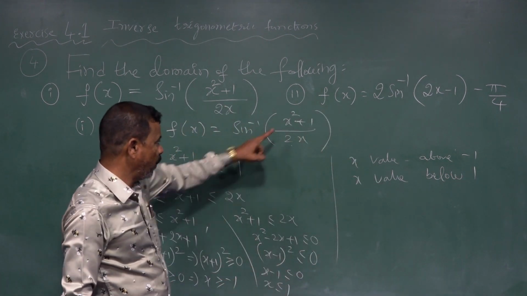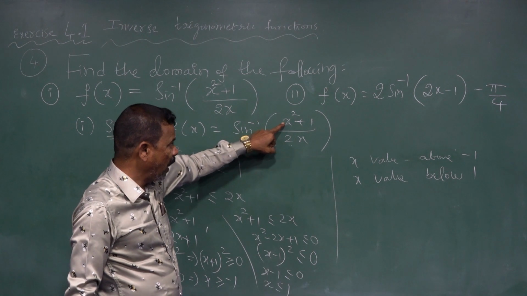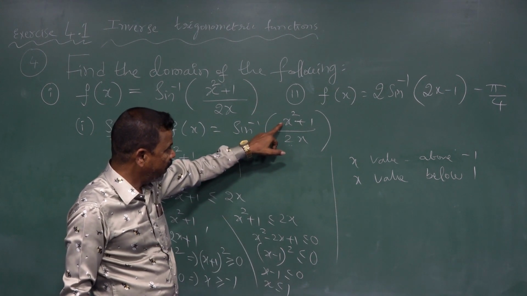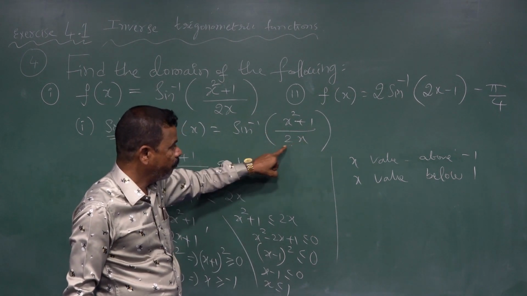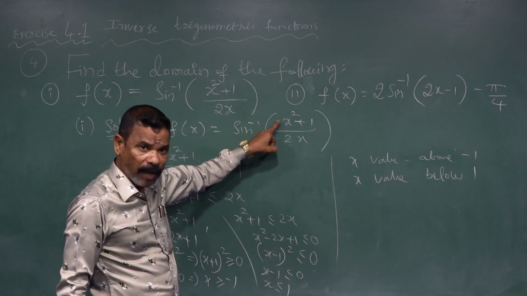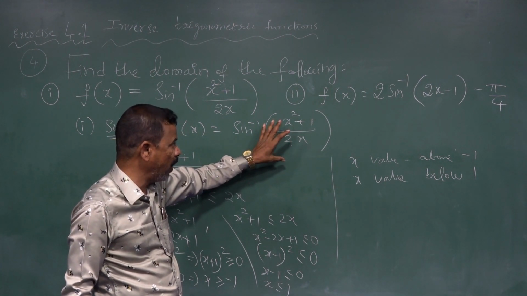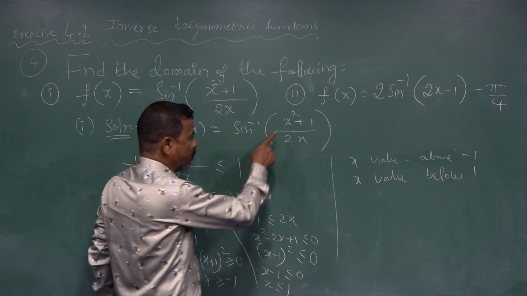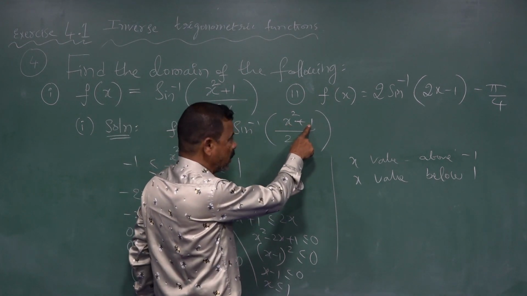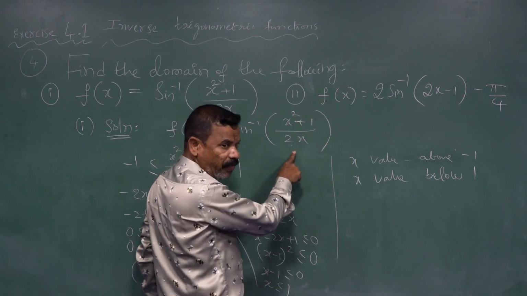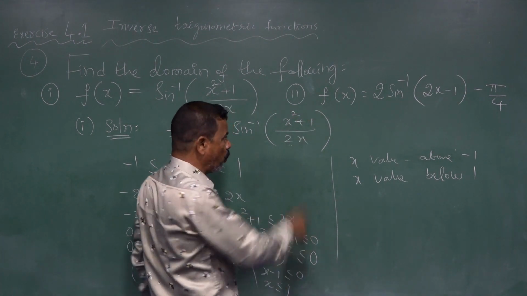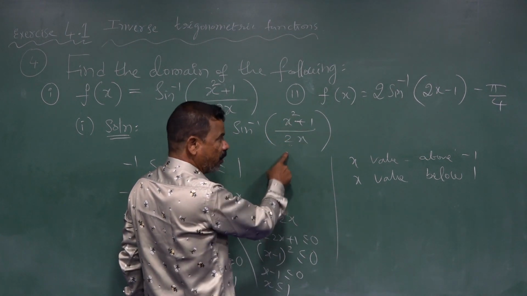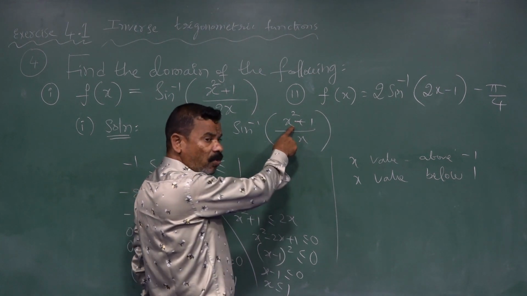We check: if 1 is substituted here, 1 plus 1, 2 by 2, 1 comes. If we consider minus 1, square also 1, 1 plus 1 by minus 2, minus 2 by minus 2, minus 1. So exactly suitable for minus 1 to plus 1 values. Now check whether in-between values are correct or not. If x is equal to 0, 0 plus 1, 1 by 0. Something by 0, infinity comes. So 0 is not suitable. If we put 1 by 2 in this, 1 by 4 plus 1, 5 by 4 by something. So 5 by 4 is above 1.